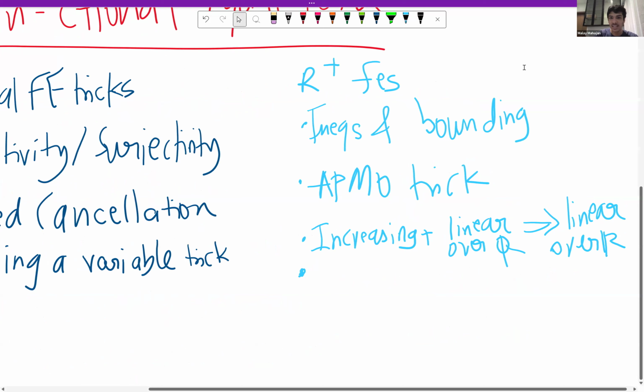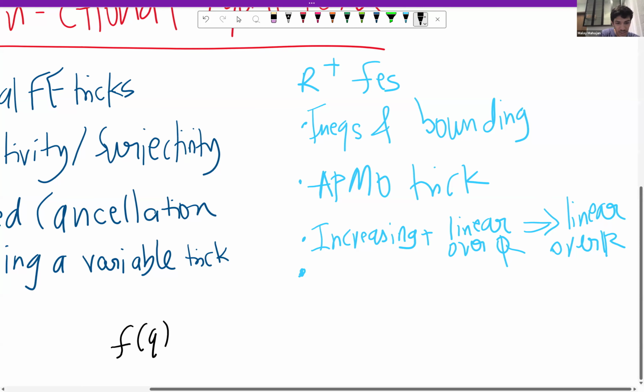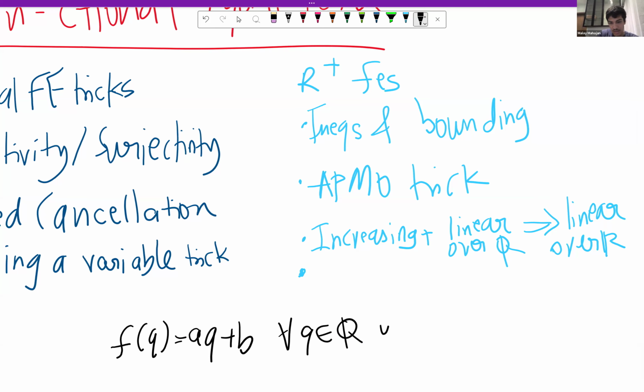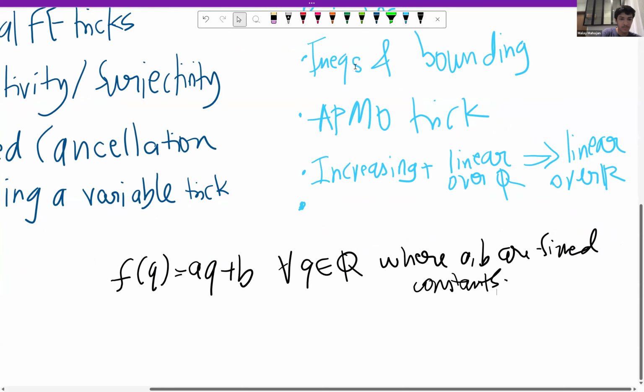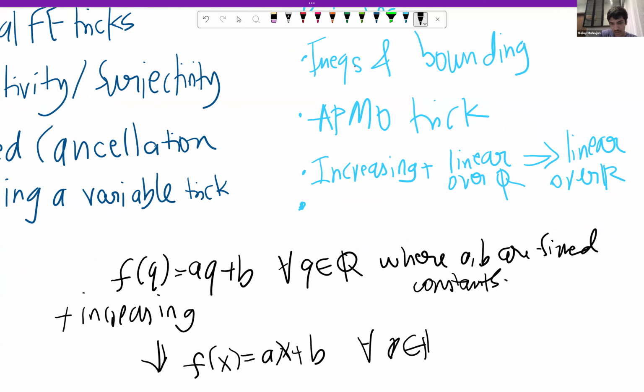Generally, if you have R plus FEs, it's a bit easy to prove monotonicity. So what this says is, suppose you have a function f such that you have shown it's increasing, and you know that f(q) is aq plus b for all q in Q, where a, b are fixed constants. Then this plus increasing, you can try this as an exercise later to prove that you can actually infer it for all x in R.